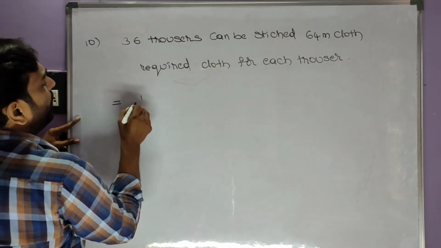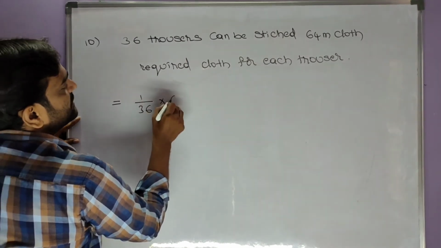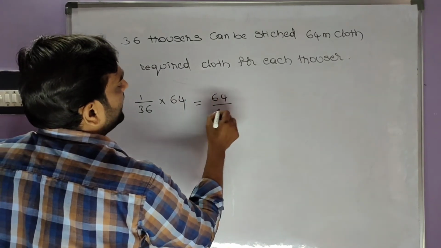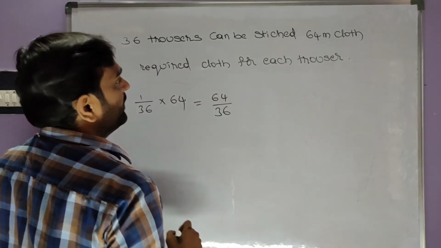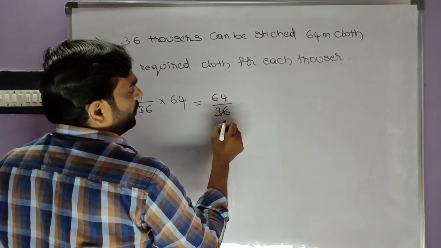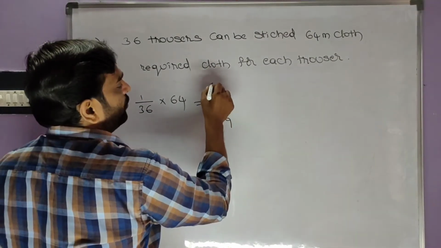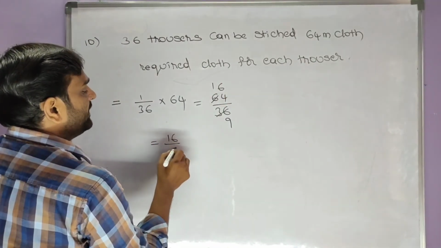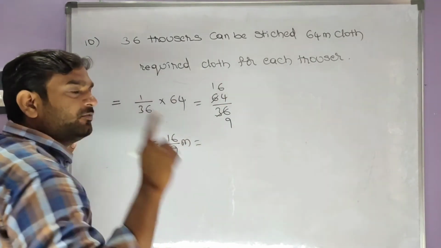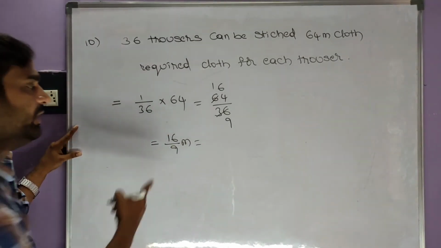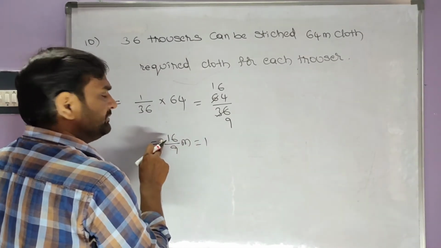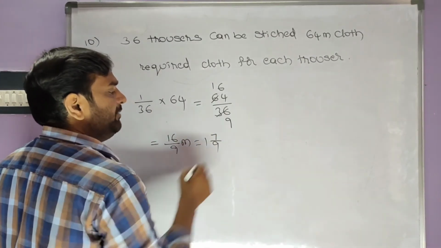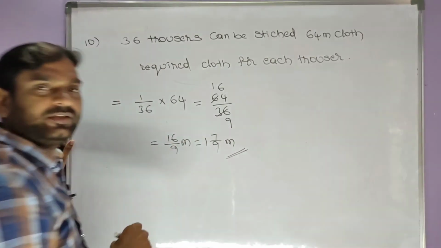Nothing but 1 by 36 into 64 meters, that is 64 by 36. Dividing by 4, 4 nines are 36, 4 sixteens are 64. So 16 by 9 meters of cloth is required for one trouser. It can be written as 1 and 7 by 9 meters: 9 ones are 9, 7 remaining, so 1 and 7 by 9 meters.